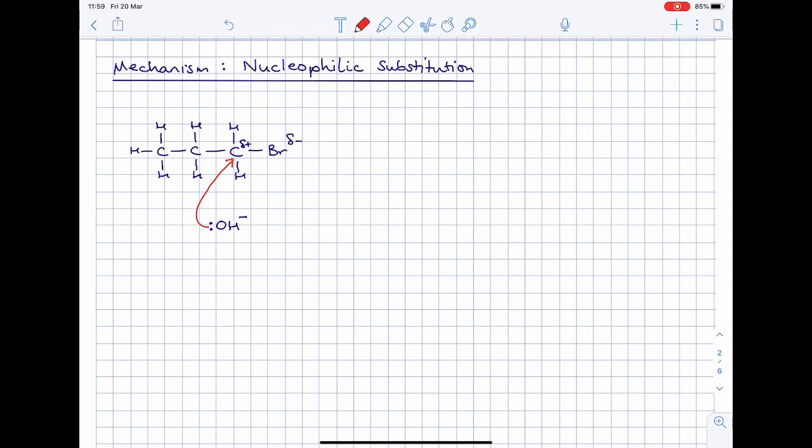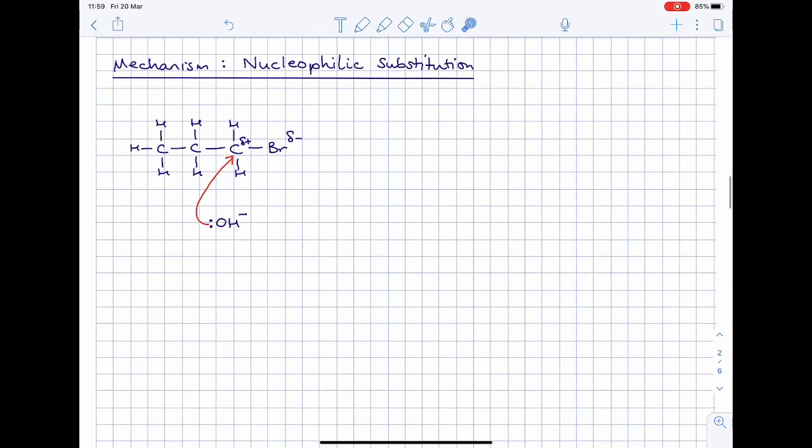So as these electrons approach that partial positive centre, the bonding pairs of electrons around the carbon are going to be repelled away from the carbon. So this will repel there, that will repel there, that will repel there, and that will repel there. However, bromine is much better at attracting or accepting these electrons than the carbons or the hydrogens.